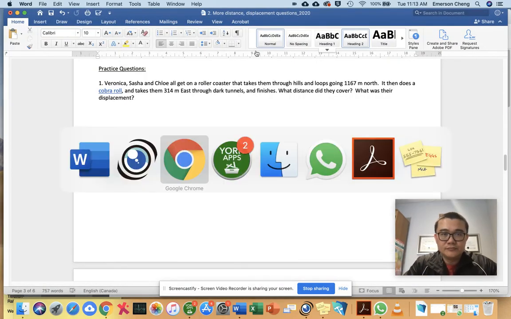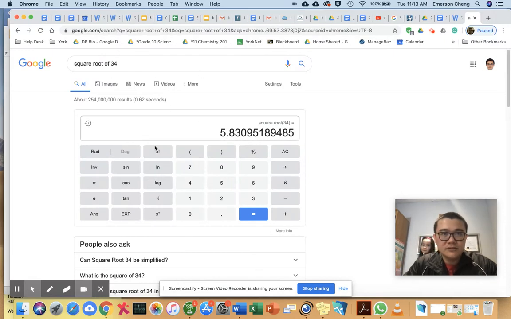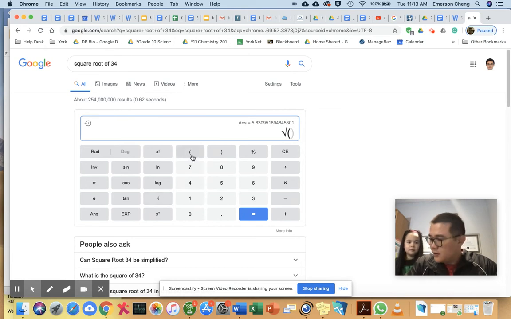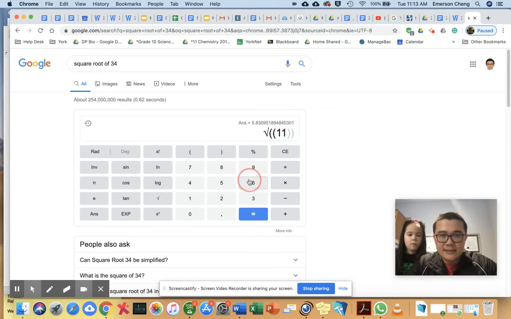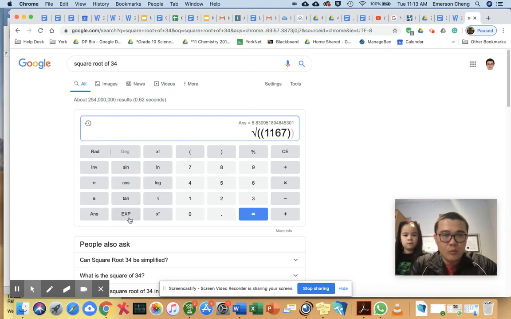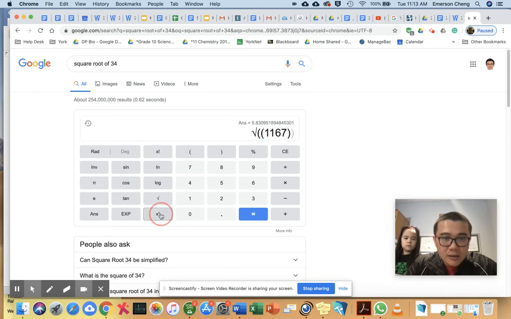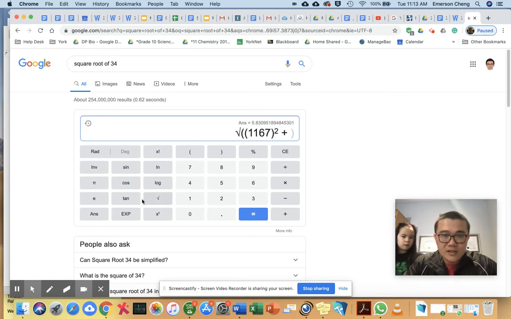So, square root of bracket 1,167. Now, where's the square button on this thing? To the power of y, plus bracket 314 close bracket, again squared, and then close bracket.